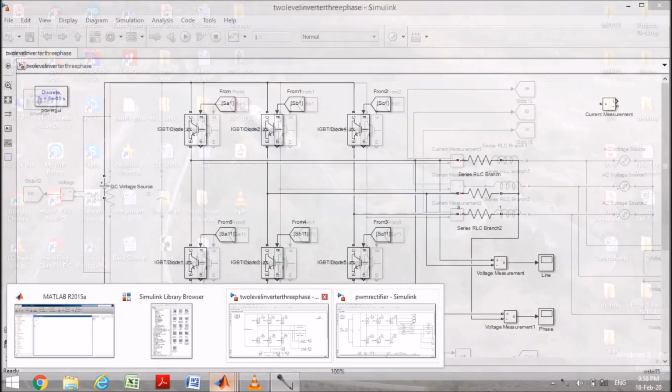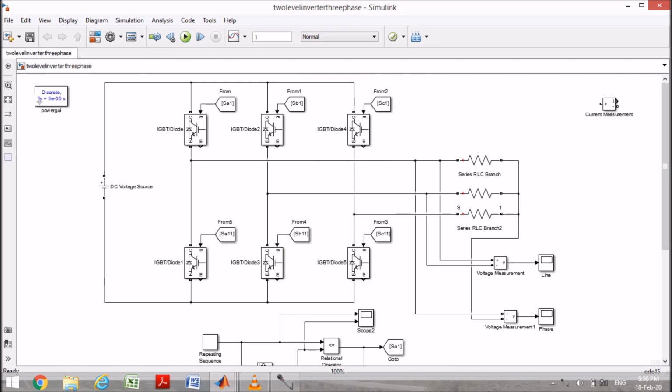Hi friends, today we will see the high power factor converter simulation. In the last video we have already seen the simulation of the three-phase inverter. Now let us change this diagram so that we will obtain a high power factor converter.